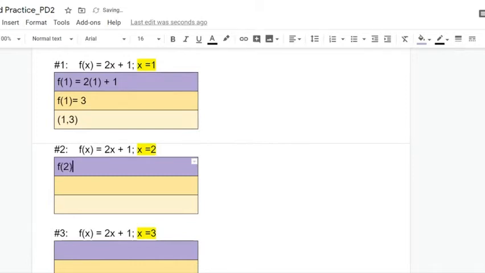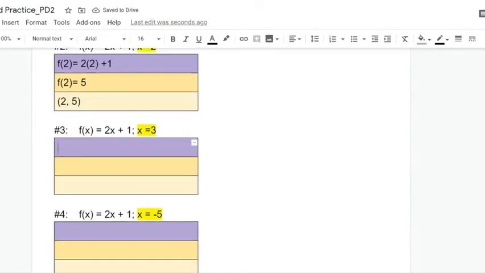So f of 2 equals 2 times 2 plus 1. Oops, I wrote equals 1. That was not right. Next step is going to be simplify. Using your calculator, you'll know that 2 times 2 equals 4. 4 plus 1 equals 5. Naming that point now, it's 2 because x equals 2, comma 5.